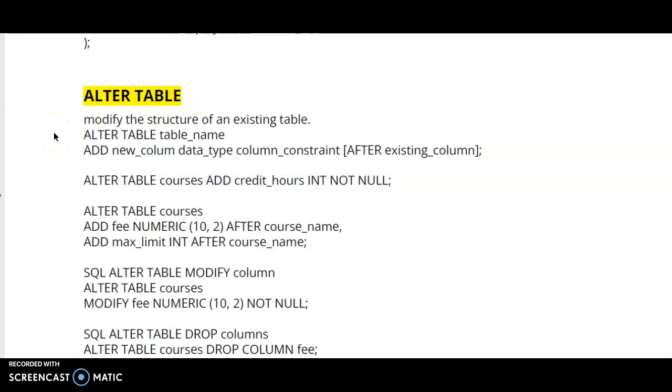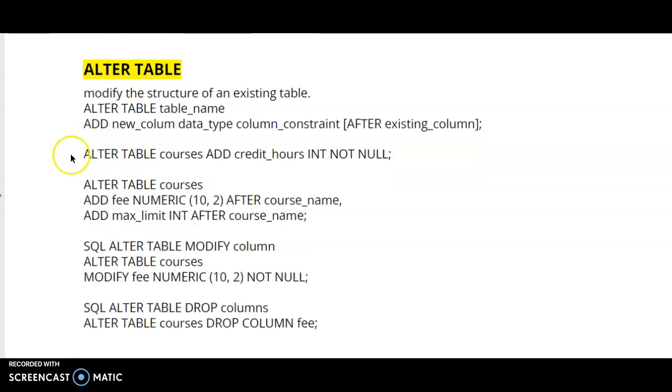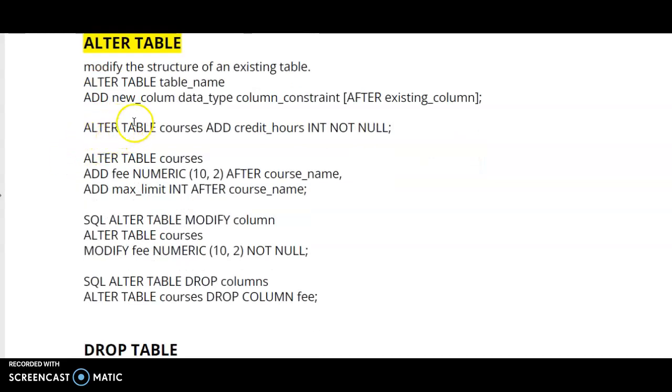Next point is alter table. Alter table is used to modify the structure of an existing table. Alter table, table name, add new column, data type, column constraint after existing column. These are the sample queries. Alter table courses add credit hours int not null. Alter table courses add fee numeric 10, 2 after course name. Add max limit int after course name.